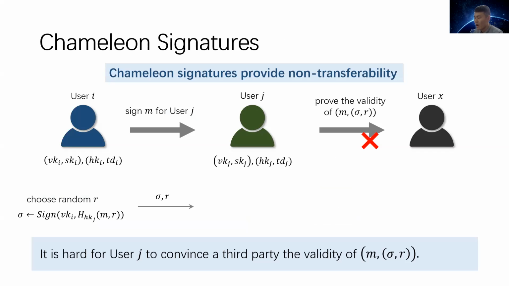This picture shows how to get a Chameleon signature scheme from a Chameleon hash function and a traditional signature scheme. The original signer signs the hash value of message M and random R to generate sigma, and sends sigma, R to the recipient, user J. Now it's hard for user J to convince a third party of the validity of M, sigma, and R, because user J has the trapdoor. That is, it can find collisions easily.